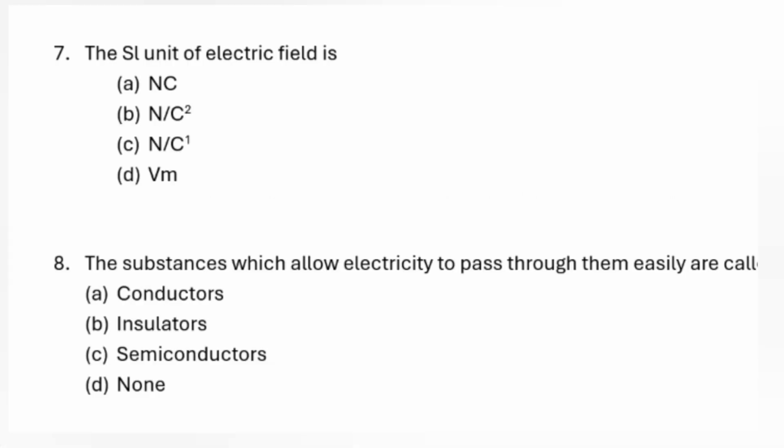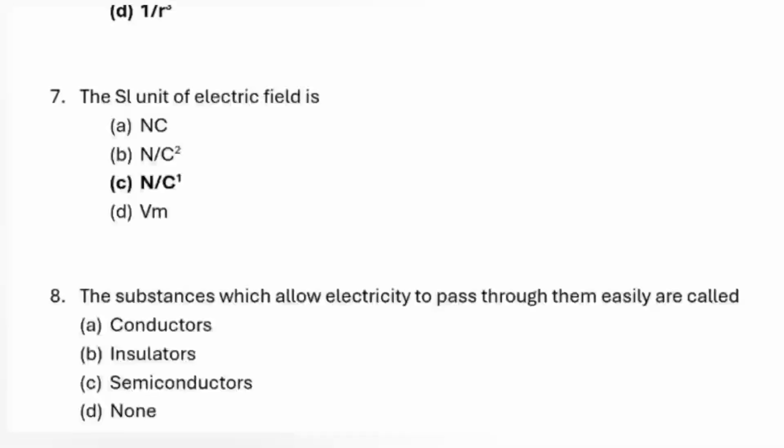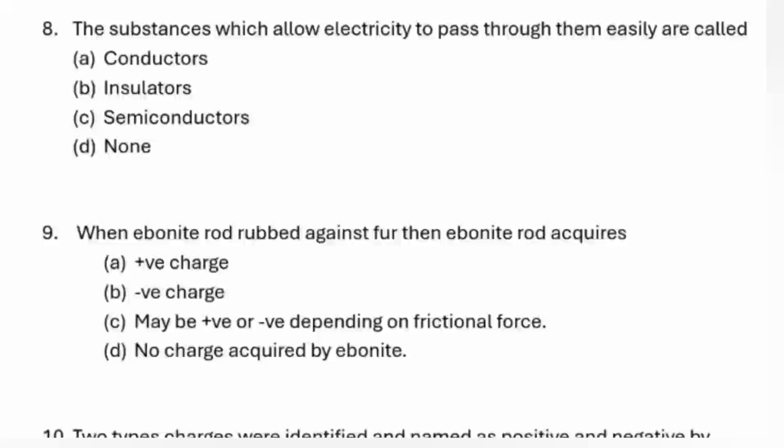Question number 7. The SI unit of electric field is option A Newton Coulomb, option B Newton per Coulomb square, option C Newton per Coulomb, option D voltmeter. Here the correct answer is option C Newton per Coulomb.